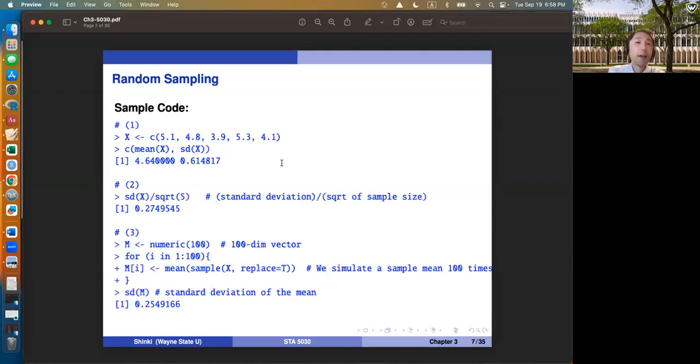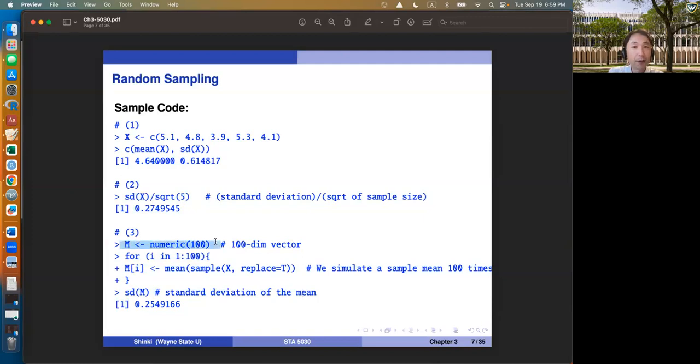So another good way is just to simulate the standard error of X bar. And here is the answer. We can calculate the mean and the standard deviation this way. Theoretically, we can calculate the standard error of X bar by the standard deviation of X divided by the square root of 5. But another way is to simulate this standard error of X bar. So here is the way to go, and this is actually resampling.